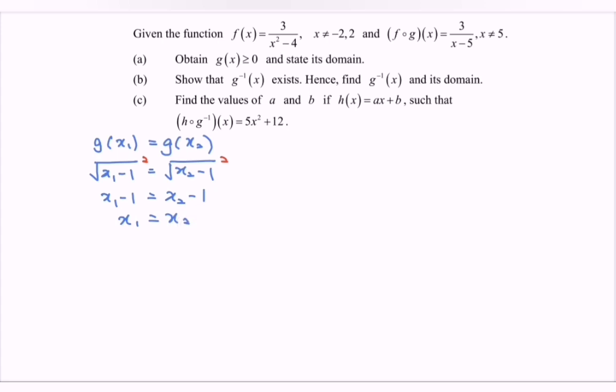Since we have x1 equals x2, this shows that g(x) is a one-to-one function. Then we can say g inverse of x exists.